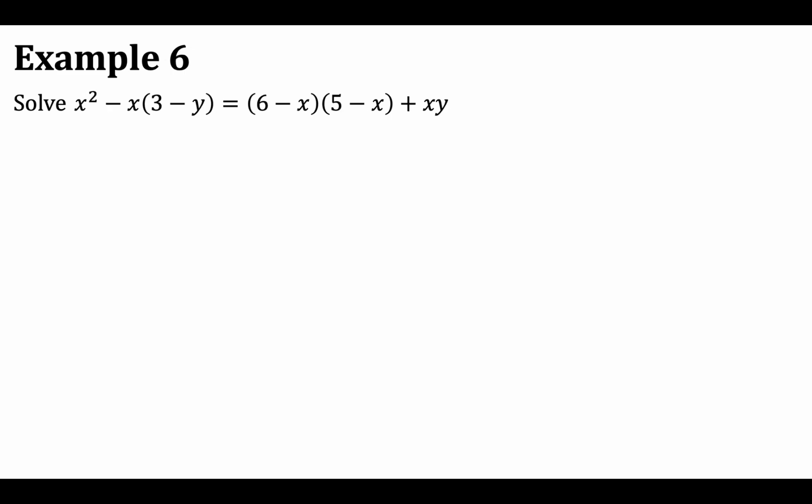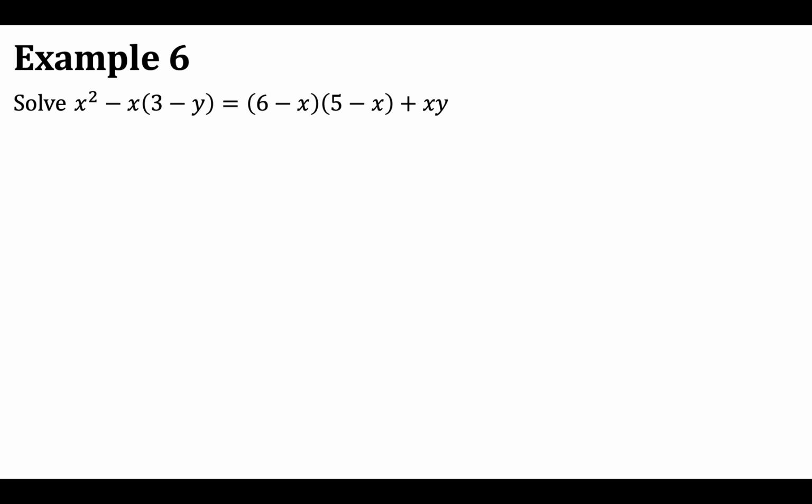Example 6. x squared minus x times (3 minus y) equals (6 minus x) times (5 minus x) plus xy. So we can see here this is a bit of a longer equation. There's quite a lot going on, but we've done quite a lot of examples now and we absolutely have the skills to be able to solve this.